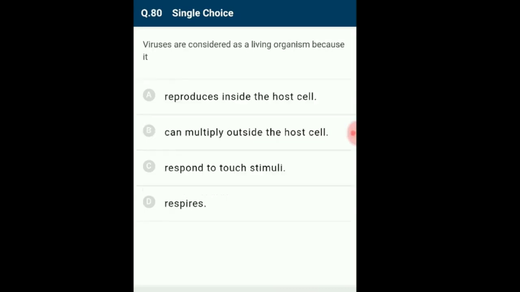Question number 80. Viruses are considered as living organisms because viruses are a connecting link between living and non-living. It is living as it consists of genetic material, nucleic acid, and can reproduce inside a living host cell to form new complete virus particles. It is non-living due to the absence of cellular organization, as it is crystalline outside a living host cell. So the answer is option A, reproduce inside the host cell.